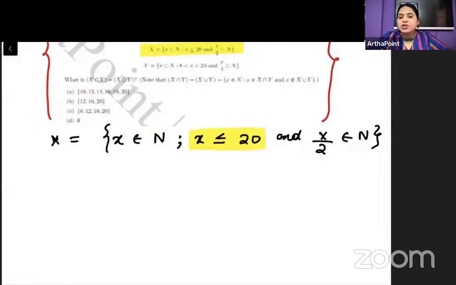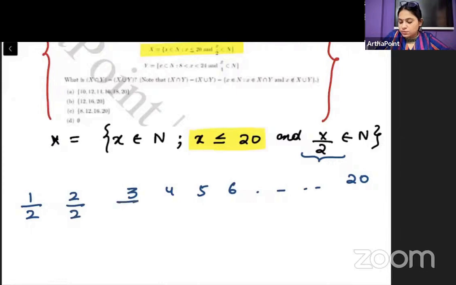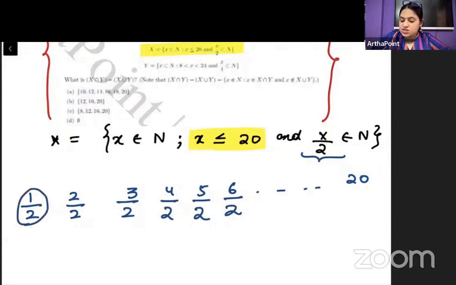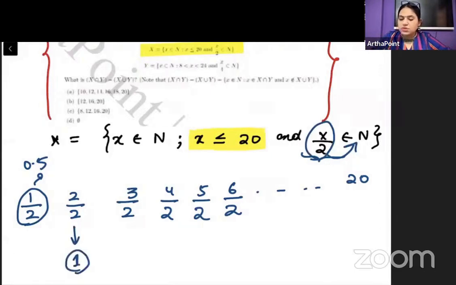So if I write all the natural numbers less than or equal to 20, I will get 1, 2, 3, 4, 5, 6 till 20. But now I want to do x by 2, so I need to divide everything by 2. When I divide, I realize this is no more a natural number; this gives me 0.5, which is not an integer. I want x by 2 to belong to the natural numbers. I am getting a natural number here, and here, and so on.